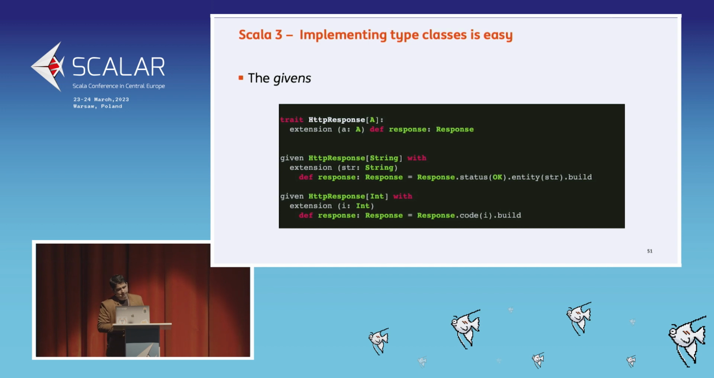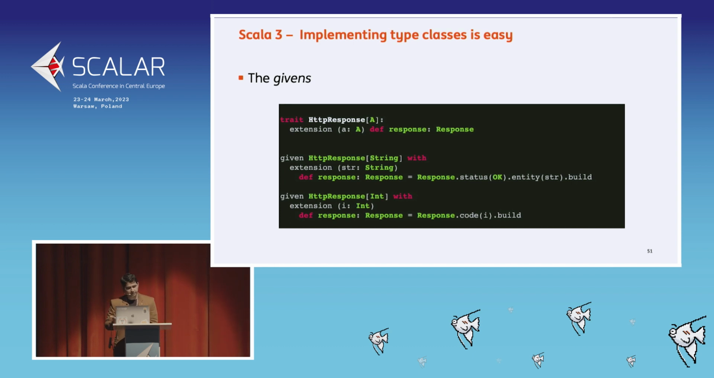Next, we need to provide the implementations for our idea. So here I have provided two anonymized implementations using givens. I have an implementation using string, and I have an implementation for int. Again, the details are not important. It's just that you can use givens to define instances of these traits, and you can override the extensions.